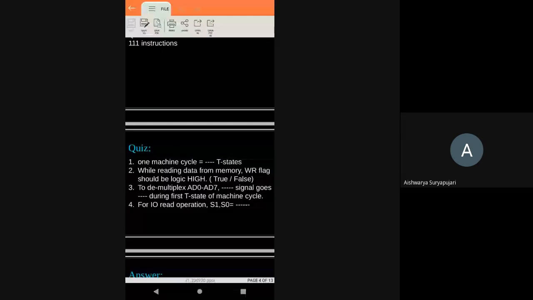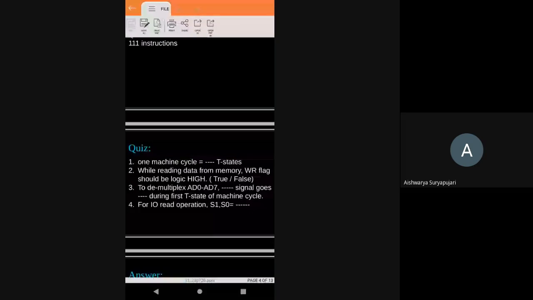Second question is, while reading data from memory, the WR bar flag should be logic high. Is the sentence true or false? That is, this condition must be satisfied or not. The answer I received is true. That is, this condition must be there. Okay, we'll have a talk on that.